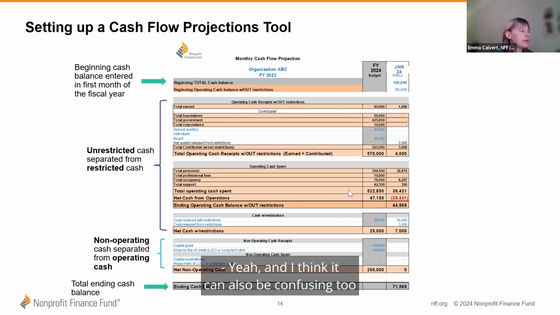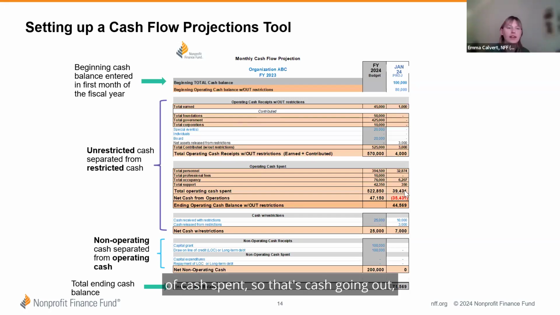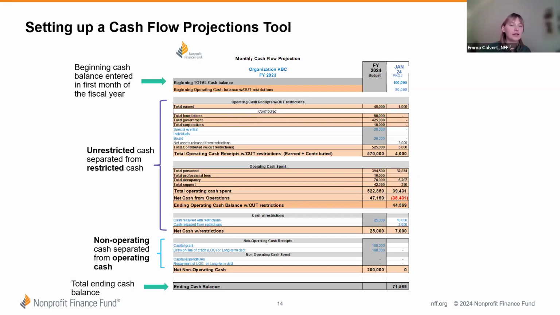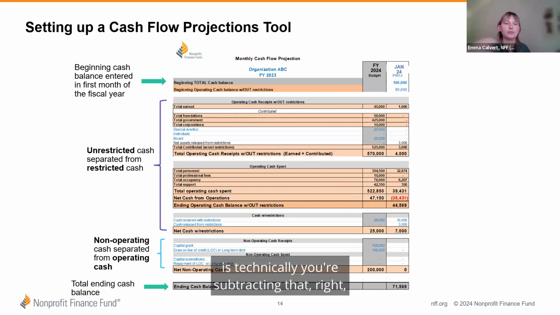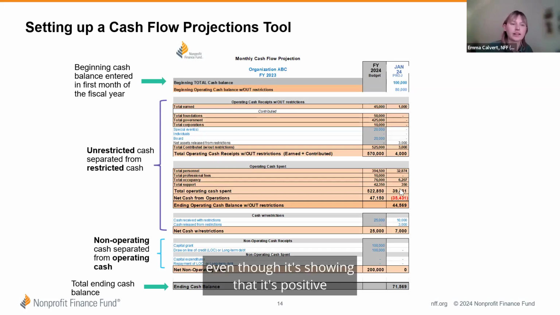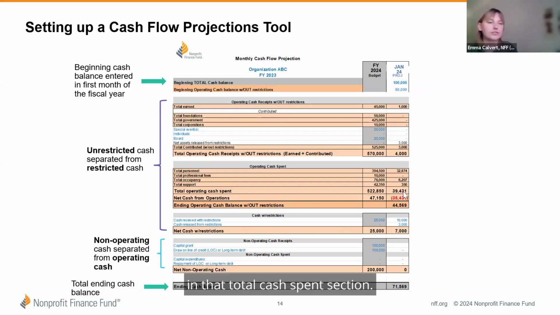I think it can also be confusing with cash spent. That's cash going out, so technically you're subtracting that from your bank account, even though it's showing as positive in that total cash spent section.